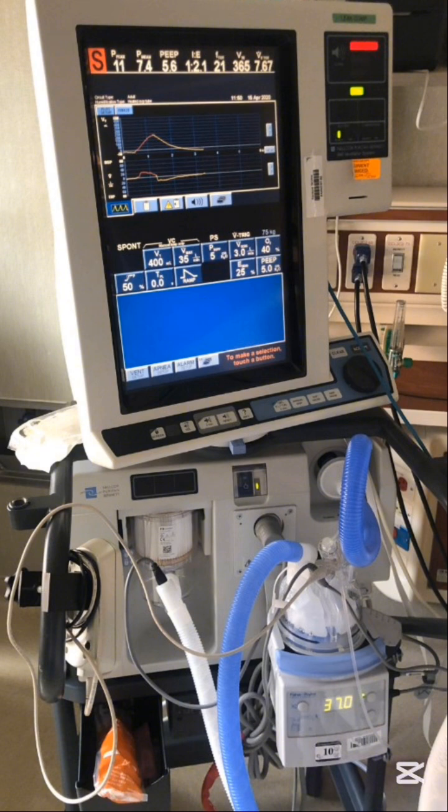So you will first calculate the patient's ideal body weight, then multiply it by 5 to 8 milliliter per kg. A common starting point for a 70 kg male would be 420 to 560 milliliter of tidal volume. Then comes the respiratory rate, the number of breaths delivered per minute. The starting point is often 14 to 16 or up to 20 breaths per minute, but mostly we start from 16 breaths per minute.